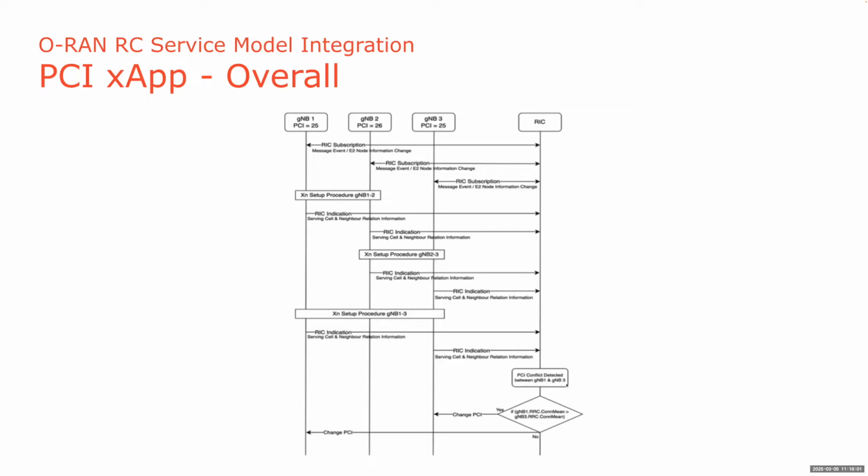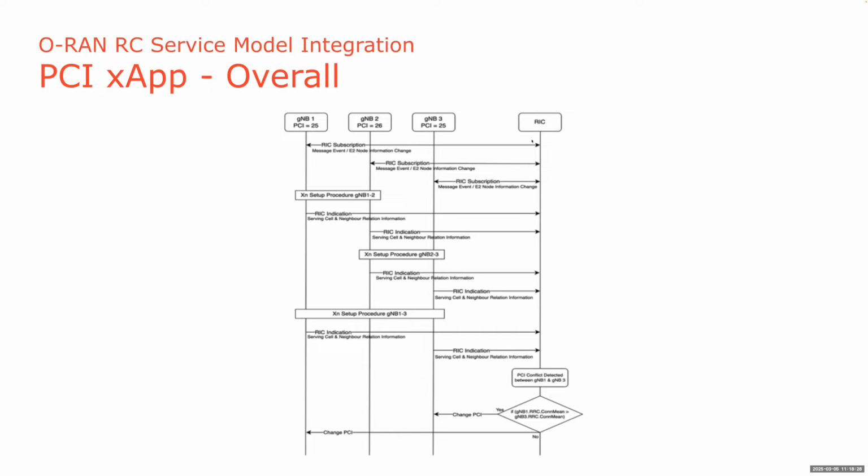So if it happens, then the RIC should send the control message to one of gNode B1 or gNode B3 to change the PCI. So for example, if the RIC sends the control message to gNode B3 with a different PCI number, let's say 27, for example, in that case, the PCI conflict can be resolved, right?